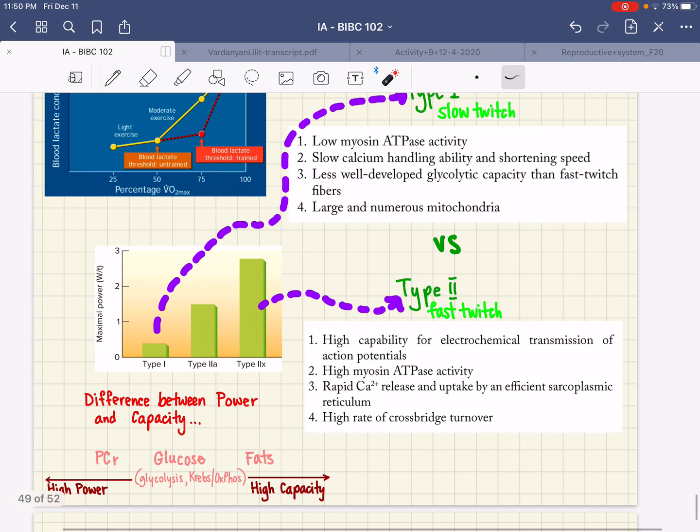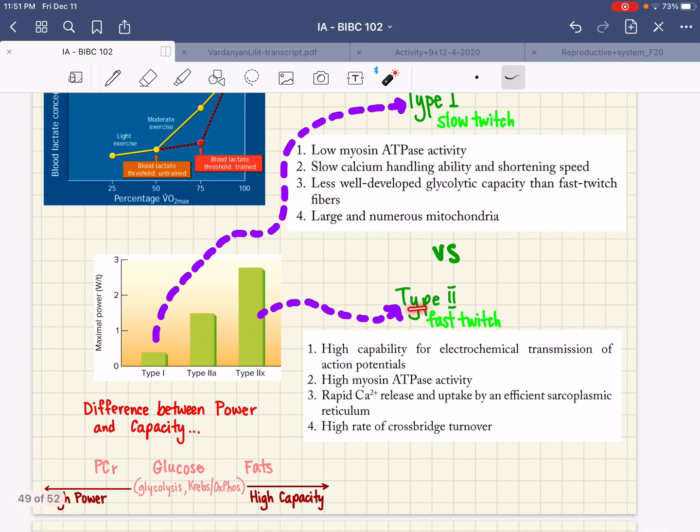Okay. I won't go over type 2. It's basically the opposite of type 1. And I got these from your lecture slides, so you should just look over them and understand the differences, right? You don't necessarily need to memorize these, I don't think. Just understand the differences.